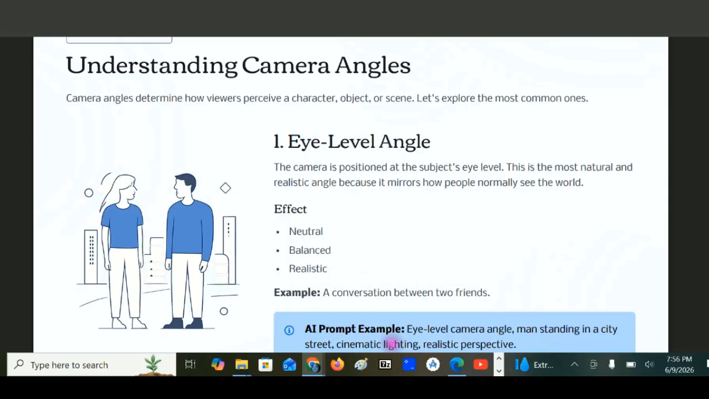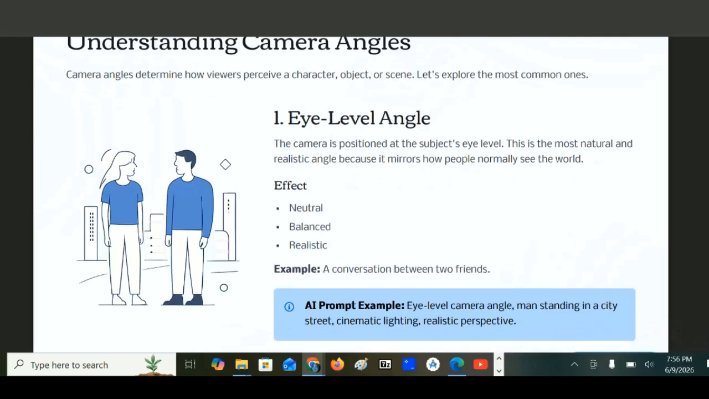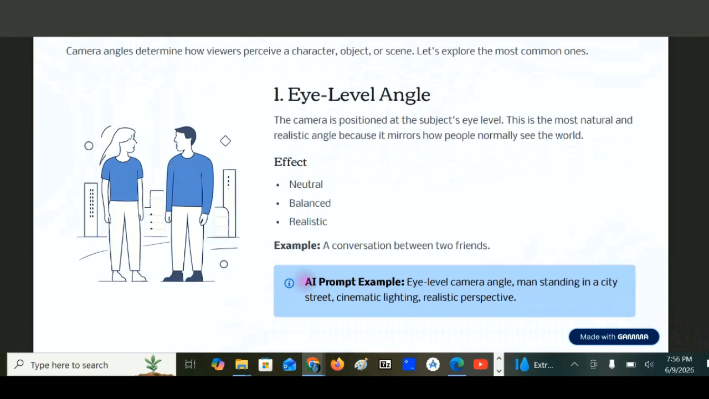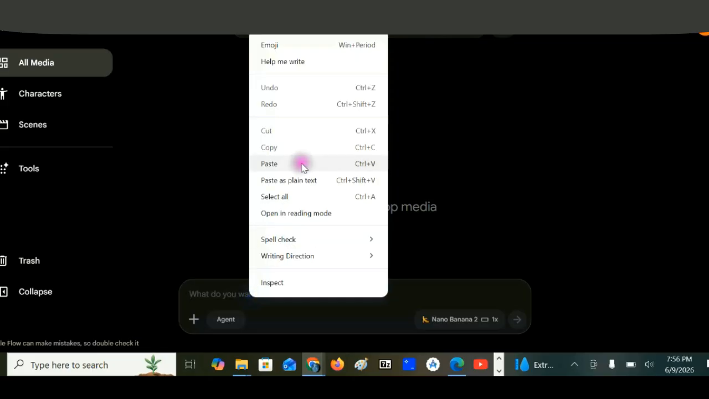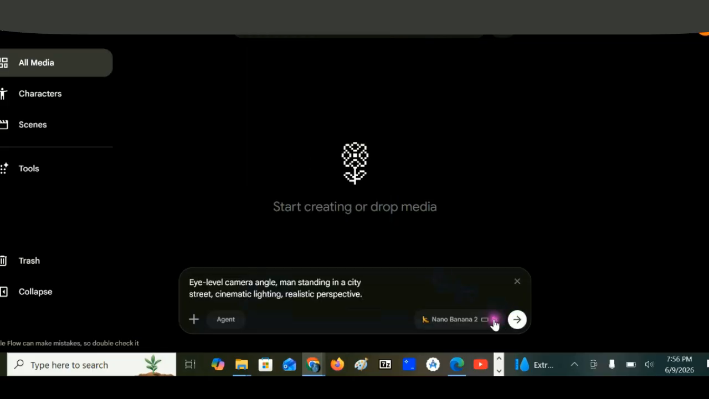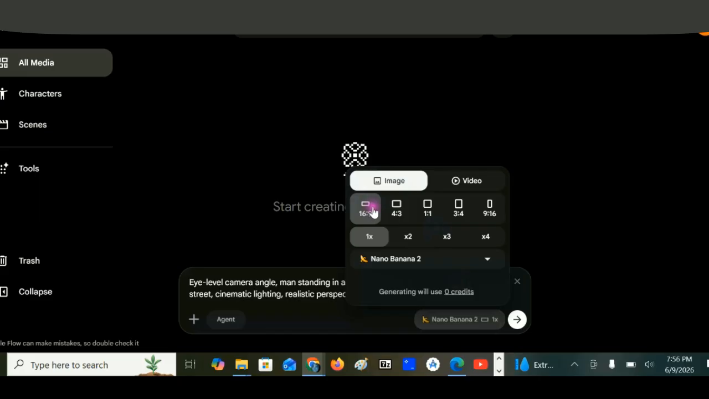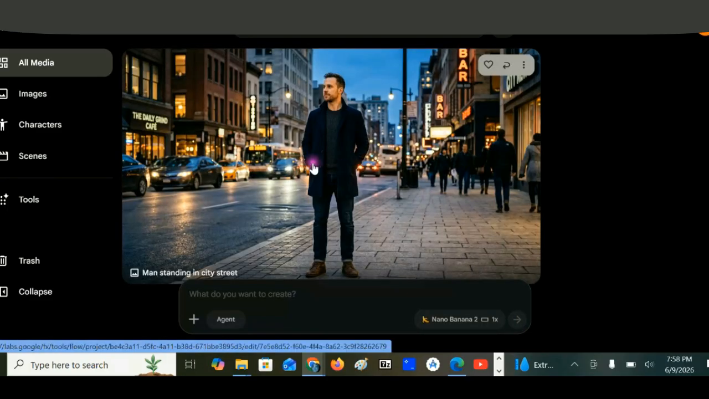AI prompt example: eye level camera angle, man standing in a city street, cinematic lighting, realistic perspective. So let's prompt this example and see how it will look. I will copy the example and go to Flow and prompt it. Check the settings, then we'll send the prompt. So this is an eye level angle. You can see it here.